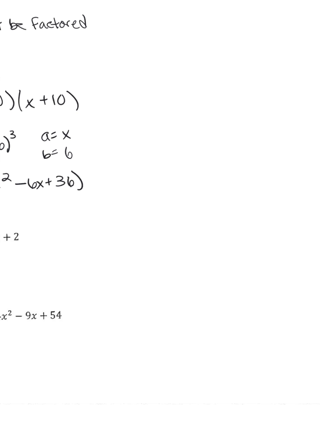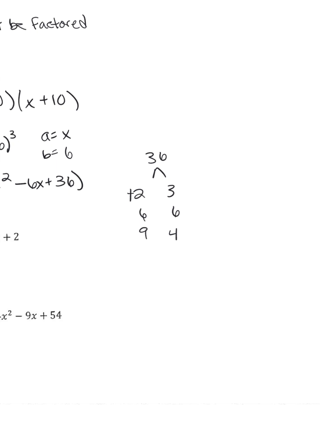And that is our factored term, unless we were able to factor x squared minus 6x plus 36. And I don't think we can, because I don't think there's any products of 36 that add to negative 6. So here we'd have 12 and 3, 6 and 6, 9 and 4, yeah, we're good. So it can't be factored anymore.